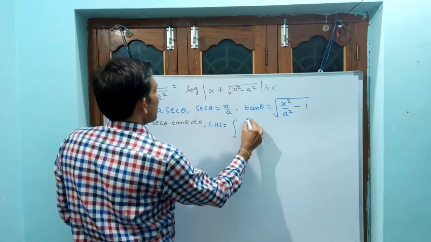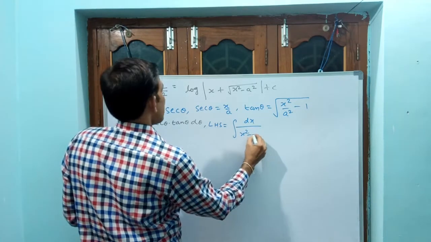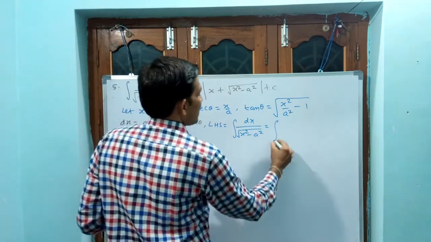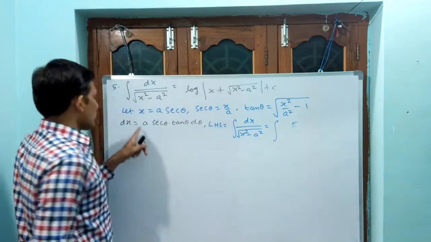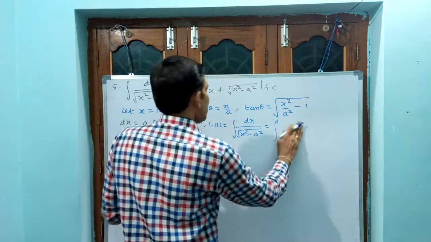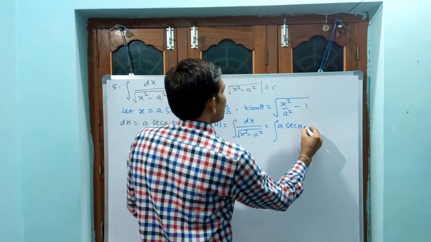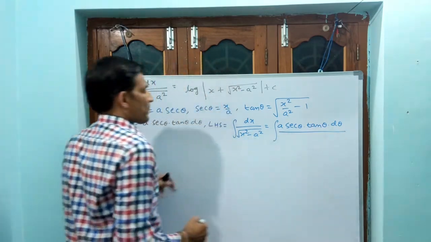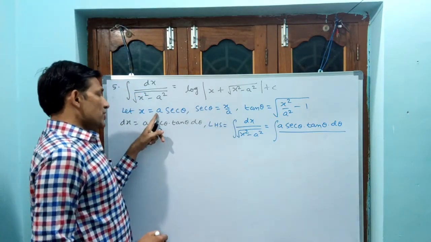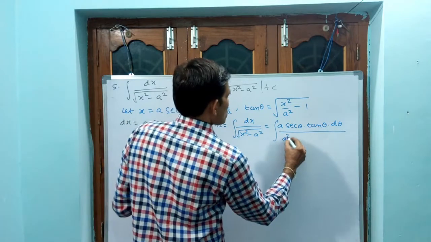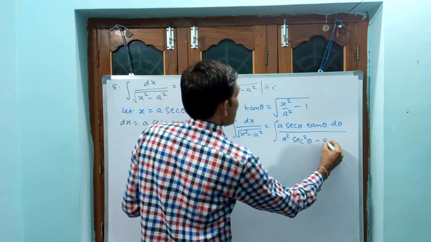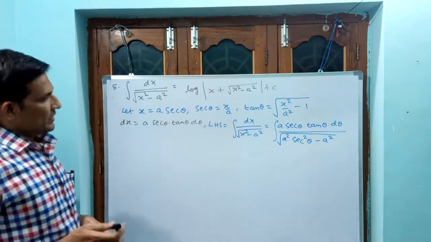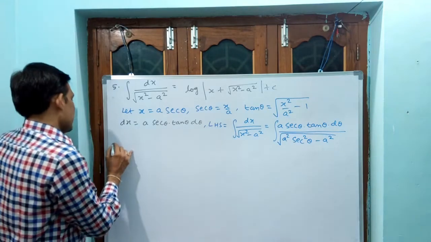LHS is equal to integral dx by square root of x square minus a square. That is equal to, integral, dx means what you are going to write? A secant theta tan theta d theta. Complete thing you have to write. A secant theta tan theta d theta divided by, x square means a square secant square theta, a square secant square theta minus a square, but it will be under root. Okay? Okay. And come back again.